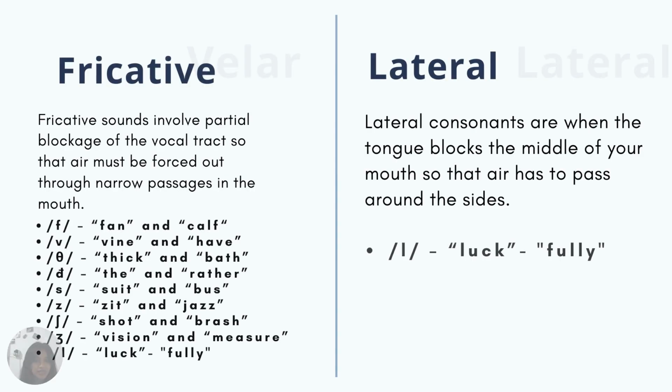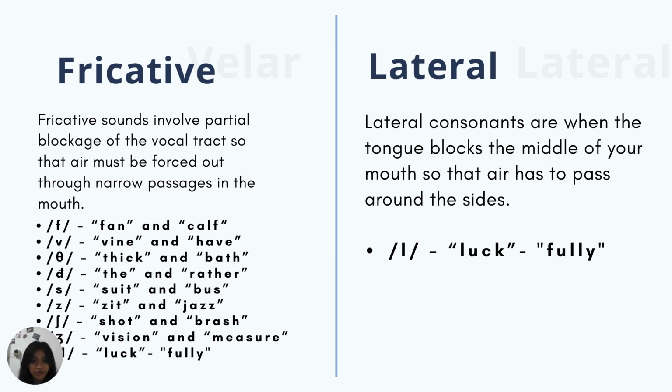Next, I will talk about the fricative. Fricative sounds involve a partial blockage of our vocal tract, so that the air must be forced out through a narrow passage in the mouth. For example, fan. The air comes out from a narrow passage in our mouth, like sh. So it sounds like, for example, F in fan, cough.